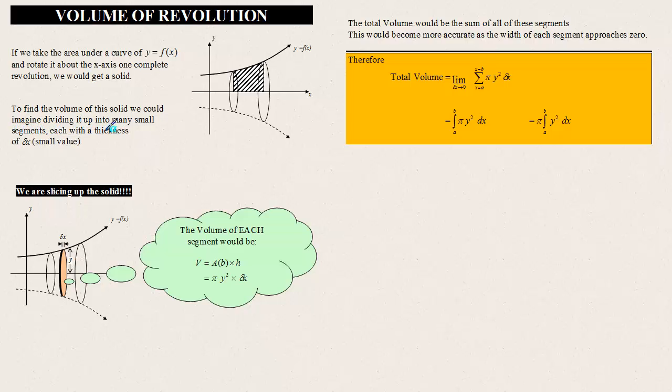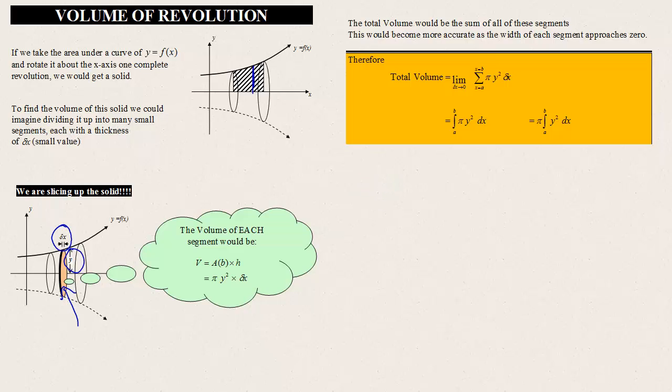To find the volume of this solid, we could imagine dividing it up into many small segments, each with thickness delta x, a small value. So we're slicing up the solid and it looks something like this. What we're looking at here is a disk known as the elementary disk. The thickness is delta x and the radius is y, which is the height of the curve at that particular point.